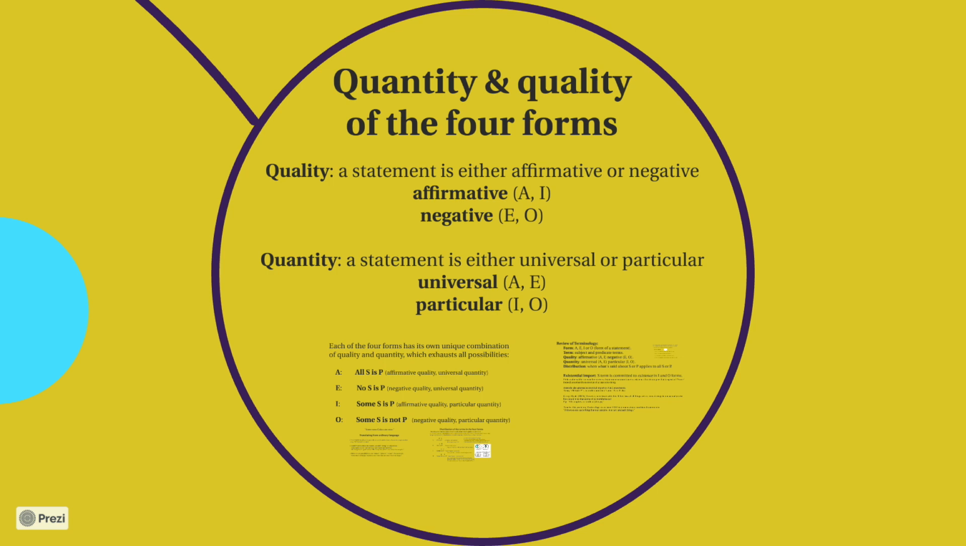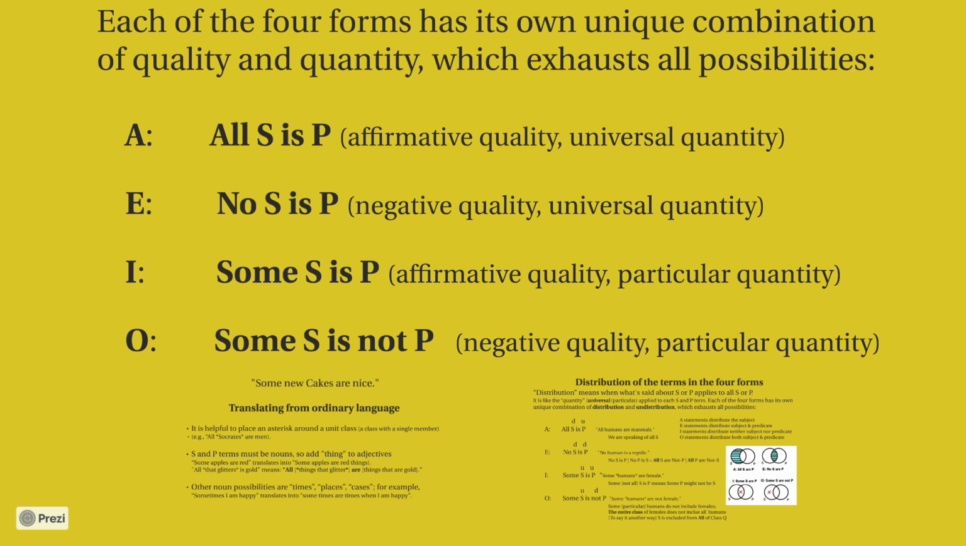And our A and E statements are both universal, speaking of all S or no S, while our I and O statements are particular, speaking of some S. And so, as you can see, each of these four forms has a unique combination of quality and quantity. And these four combinations exhaust all possibilities.